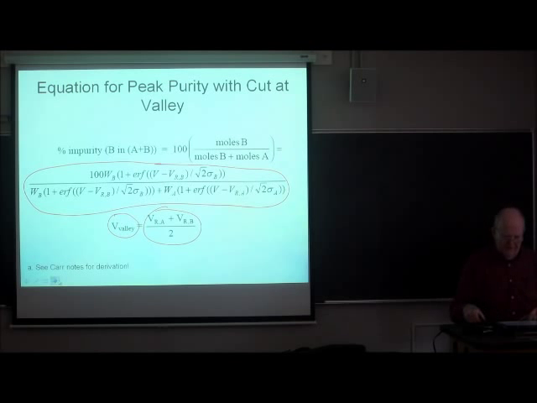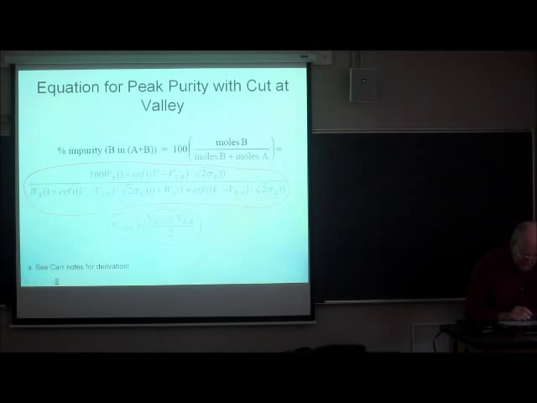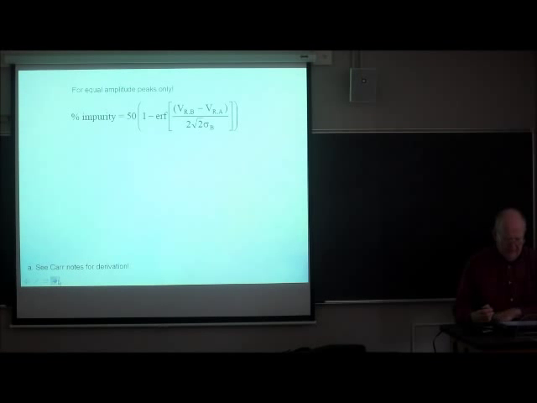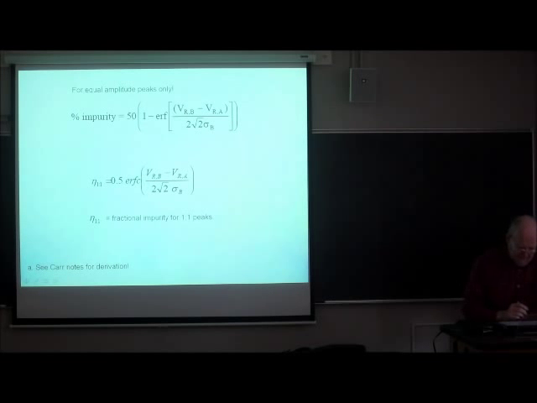So when WA and WB are the same, the denominator is just the total amount of sample that was injected, the total amount of A plus B. And then we have to work on the numerator. That whole thing turns out to be this, and we replace that with our definition of resolution.